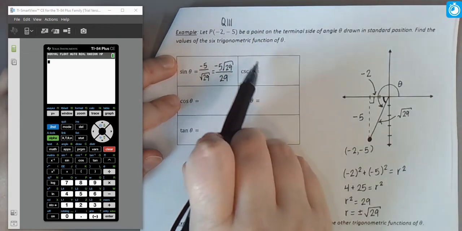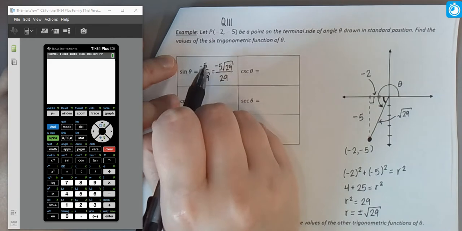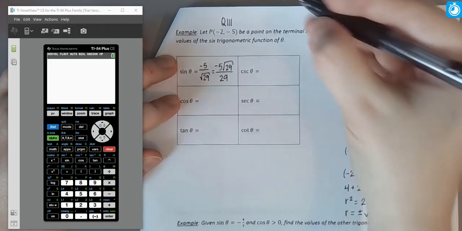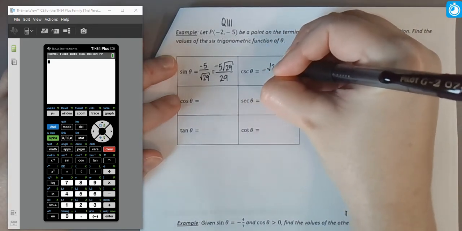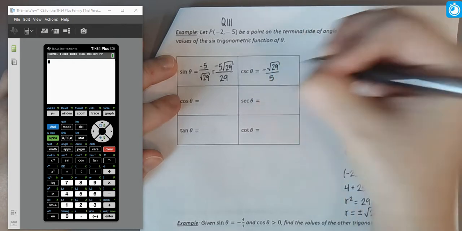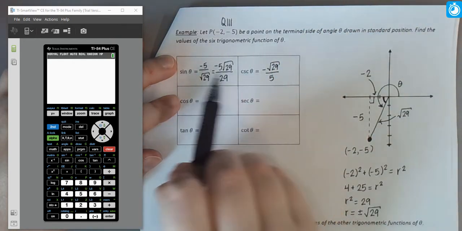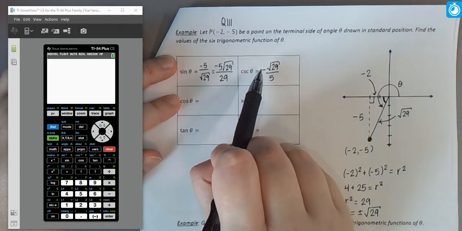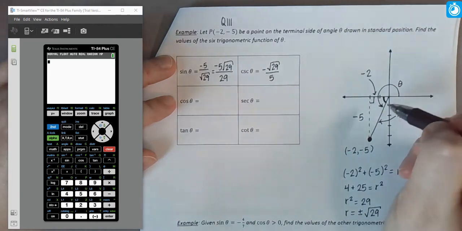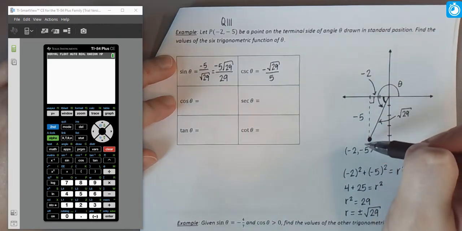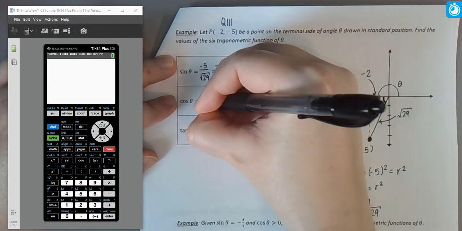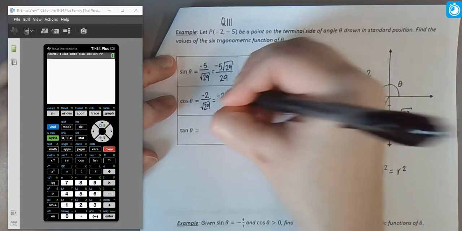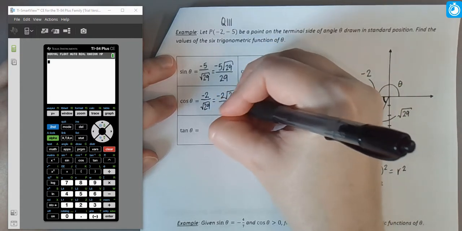Now if we take the cosecant, that's going to be the reciprocal of our sine, and we could just take the reciprocal of this non-rationalized version, knowing that its reciprocal will be rationalized. So that's going to be negative root 29 over 5. Notice the signs are going to be the same. So if our sine function was negative, our cosecant function will also be negative as well. Now what about the cosine? Well, that's going to be adjacent over hypotenuse. So negative 2 over root 29. And again, we need to rationalize. So negative 2 root 29 divided by 29.